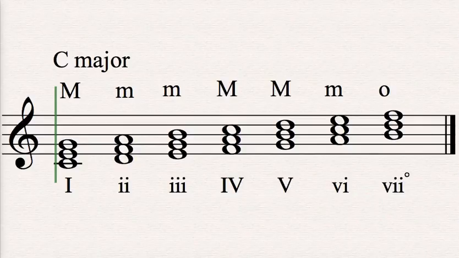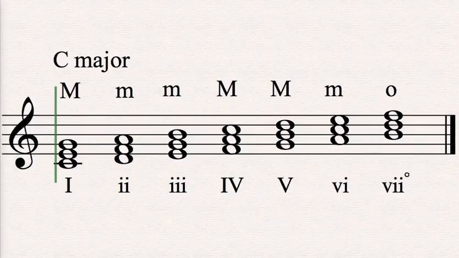So again, you'll see that in any major key, the one chord is a major triad, the two chord is a minor triad, the three chord is a minor triad, the four chord is a major triad, the five chord is a major triad, the six chord is a minor triad, and the seven chord is a diminished triad. This doesn't mean this can't change. You can add accidentals to mess with this, but without adding any extra accidentals in any major key, this is what you're going to see.